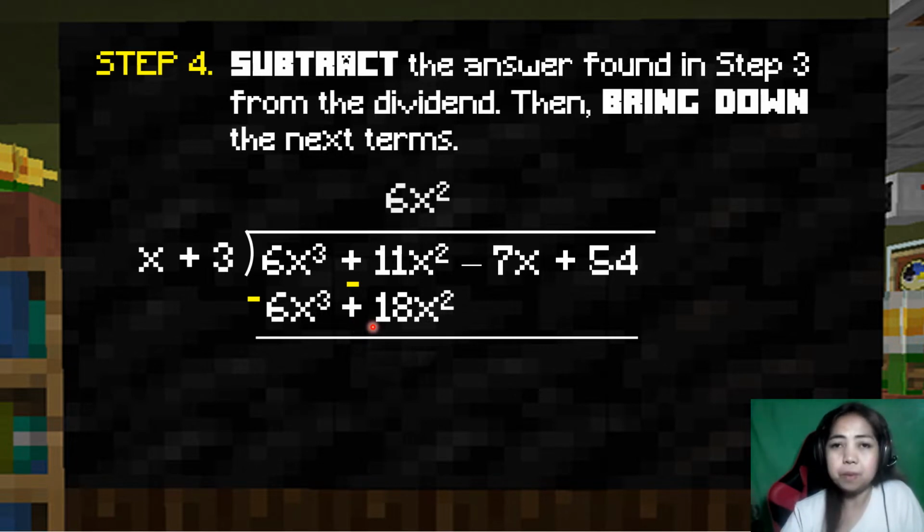And remember, di ba kapag like sign, i-add natin. Halimbawa, kung parehong positive, i-add natin, ang sagot positive. Kung pareho naman silang negative, i-add din natin, ang sagot doon negative. Pero, kapag magkaiba yung kanilang sign, isa-subtract natin sila. At yung sign ng ating sagot, depende kung ano yung sign ng may pinakamalaking absolute value.